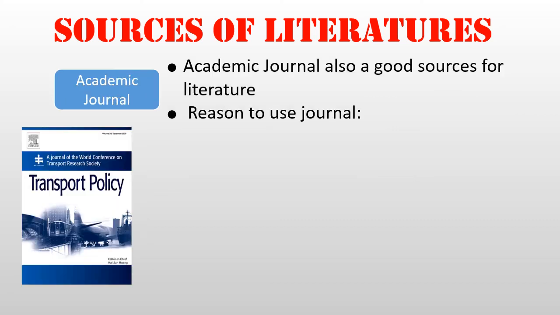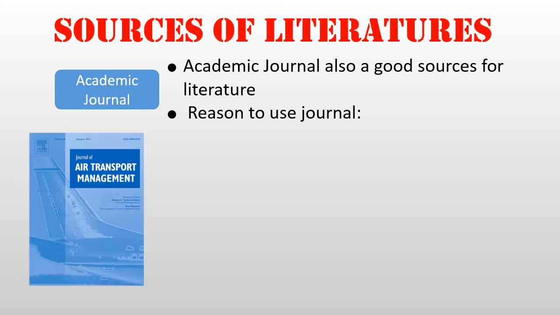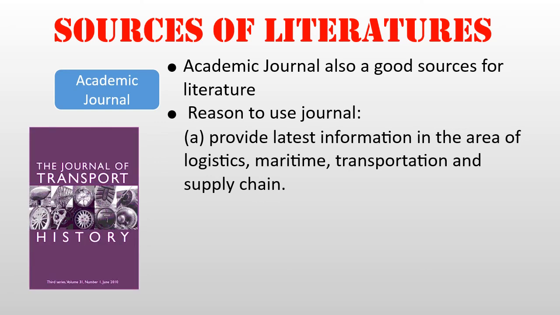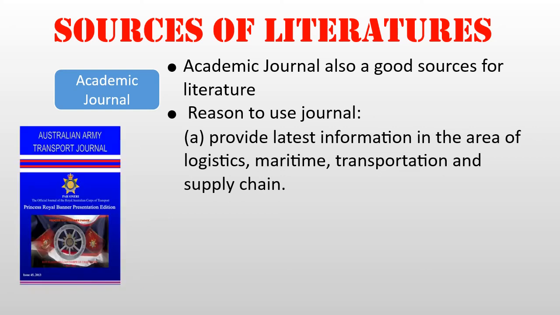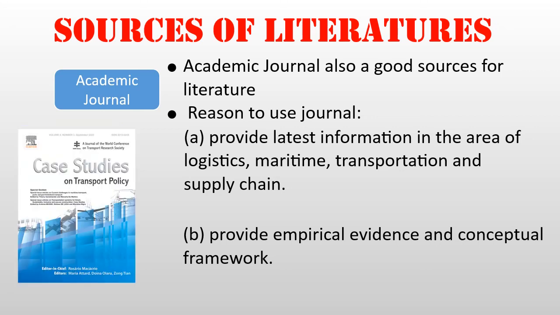The second source for literature review is journal articles. Journal articles, either from academic or professional journal publications, are one of the best references for literature review. The reason for using journal articles is, number one, journals from areas such as logistics, maritime, transportation and supply chain provide the latest information about these subjects. Secondly, journal articles provide empirical evidence as well as good conceptual frameworks which could be helpful in developing the research framework.